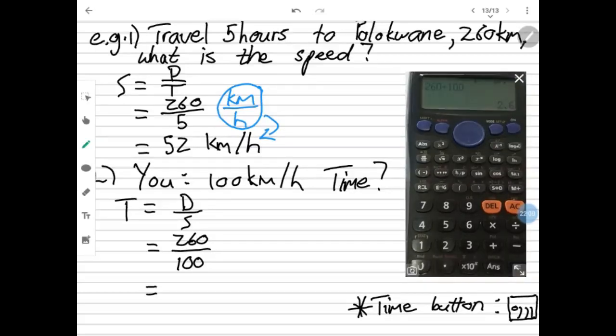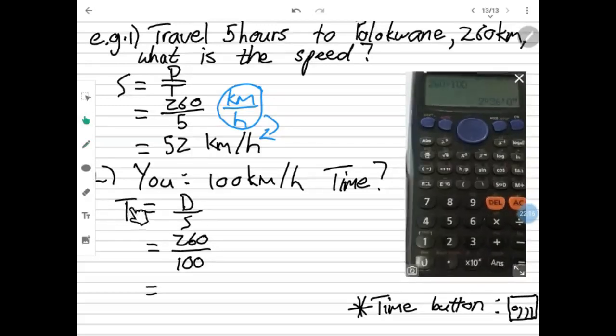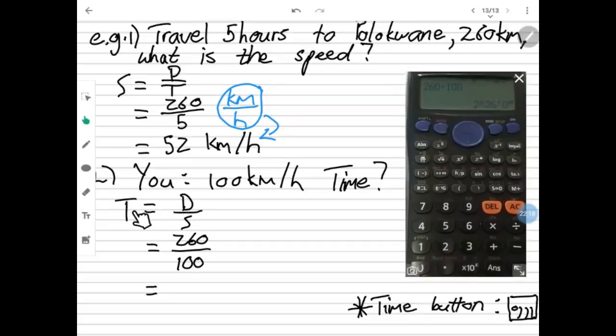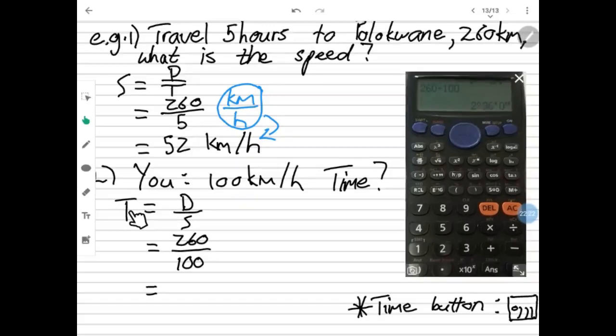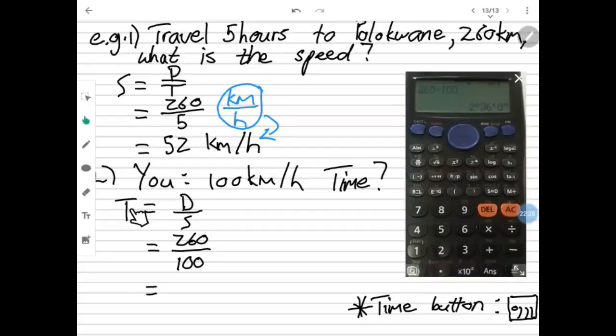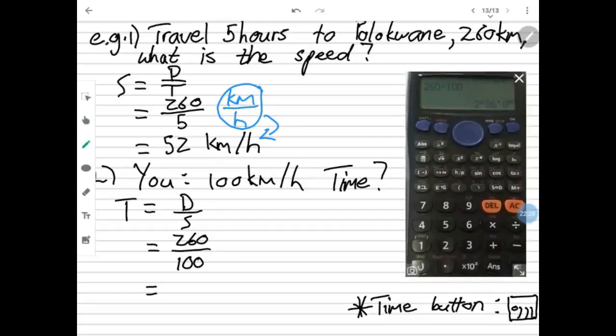So then we press the time button when we see 2,6. Now it gives you 2 and a circle and 36 with an apostrophe, and 0 and a double apostrophe. That means 2 hours and 36 minutes. And remember, we're working with time. That's what we're looking for. That time button gives us the answer in terms of hours, minutes, and seconds. That's what we want. So we can write that down.